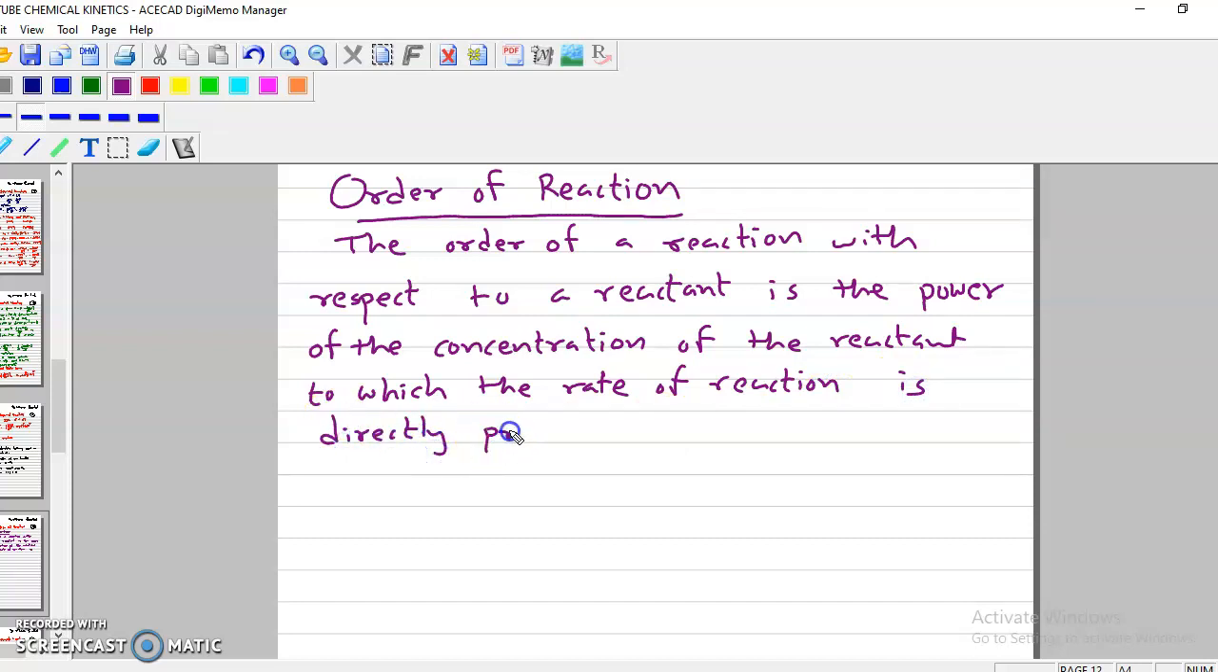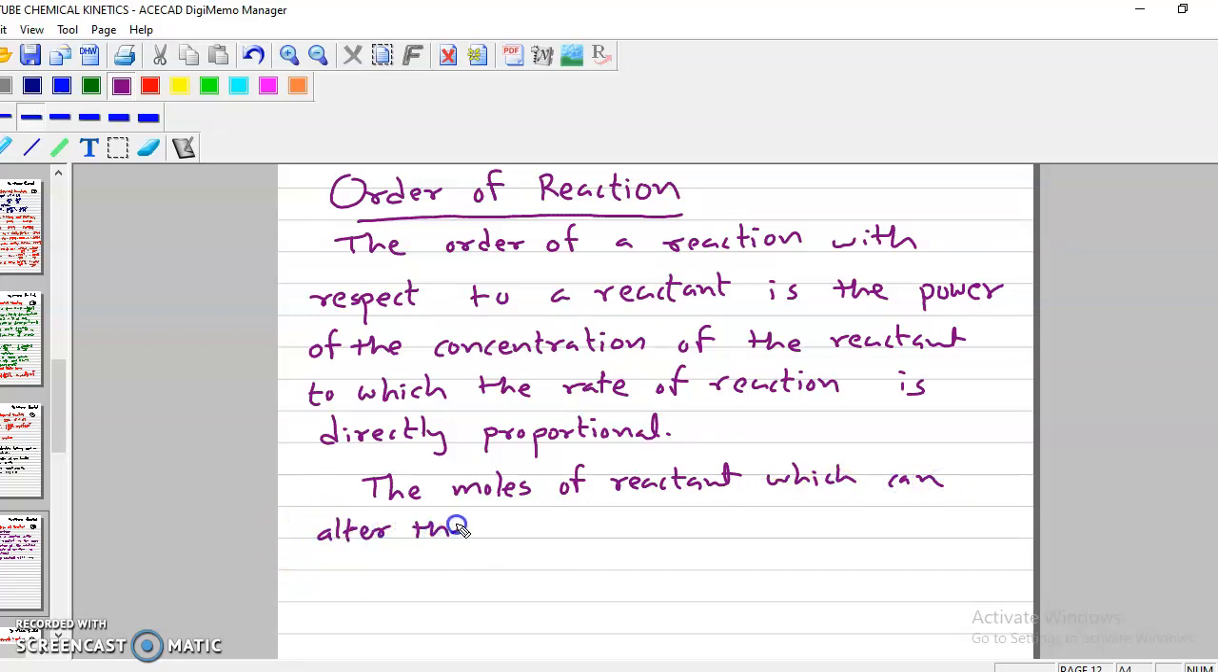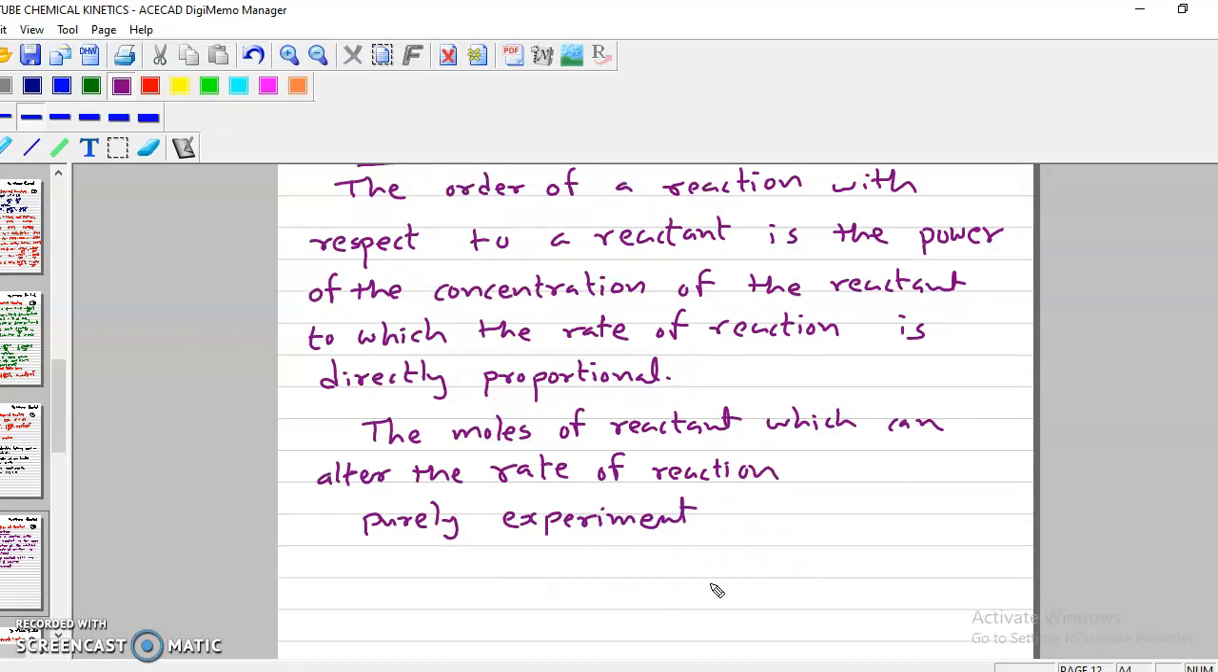Or we can say that the number of moles of reactant which can change or alter or affect the rate of reaction, that is called order of reaction, and it is purely experimental. So it is purely experimental. That is, if you carry out the experiment, then and then you come to know the order of reaction of a particular reactant in a given reaction.